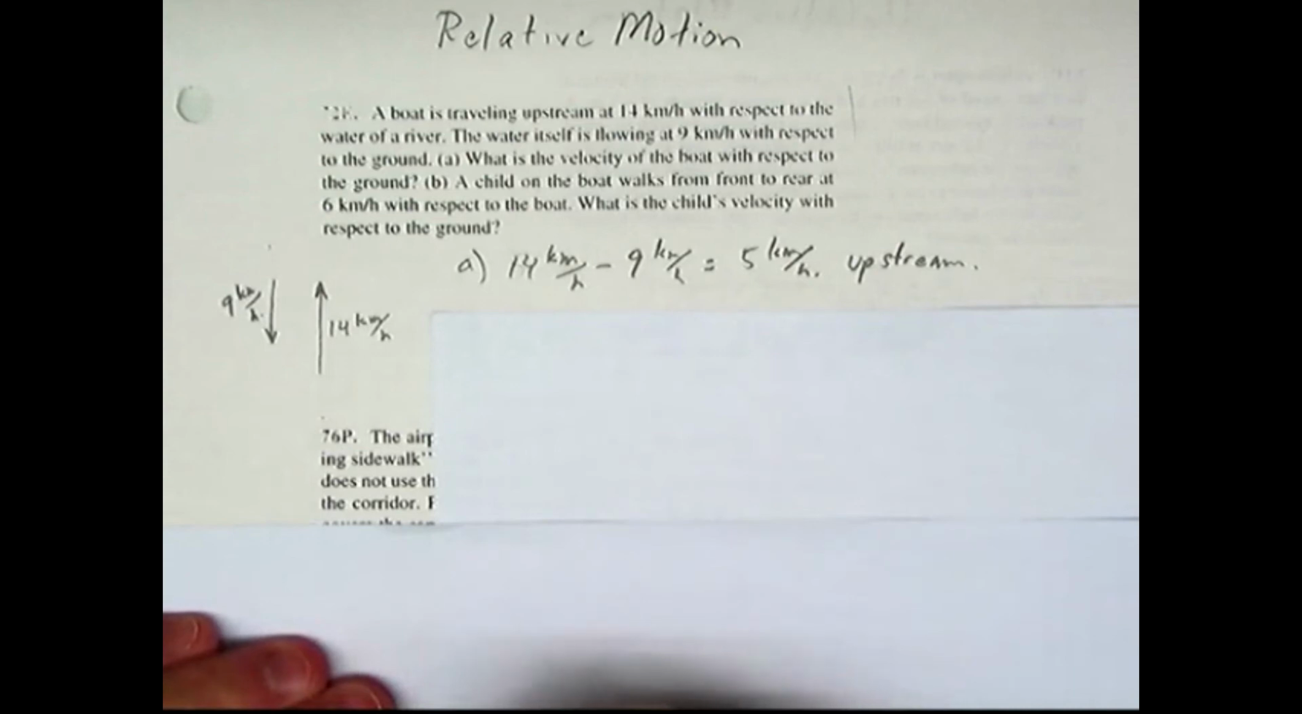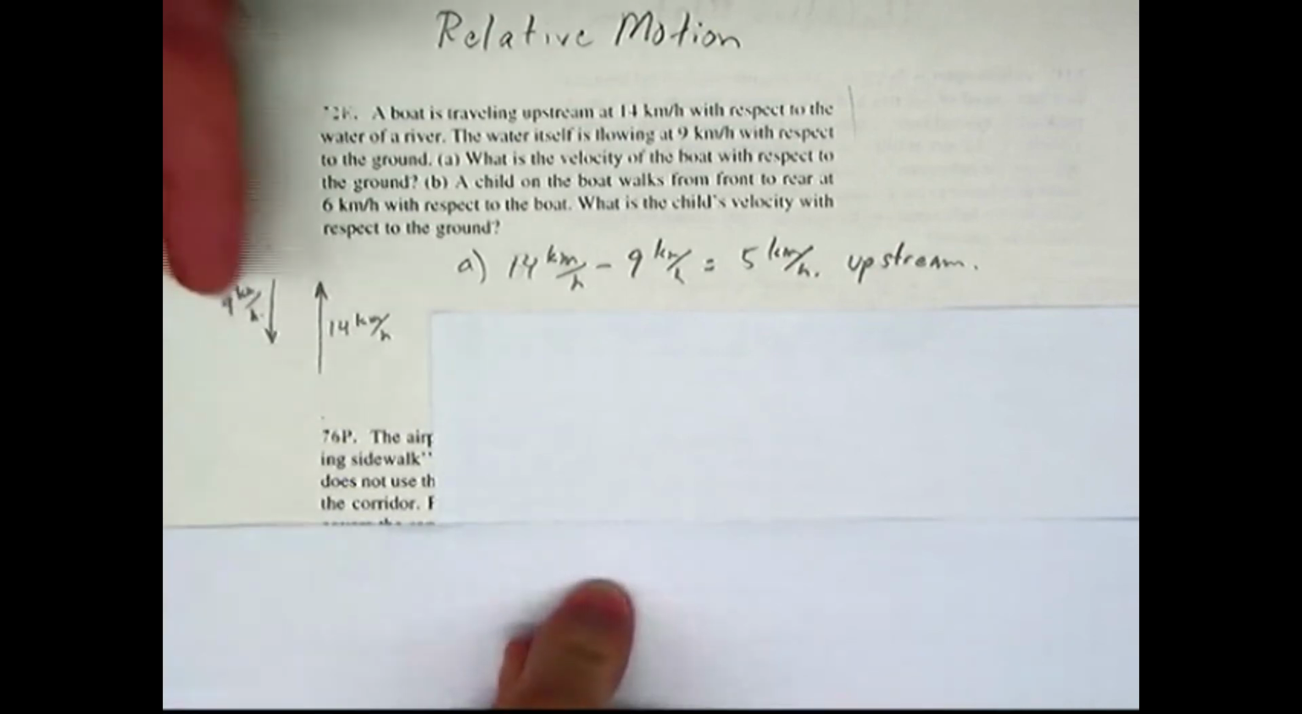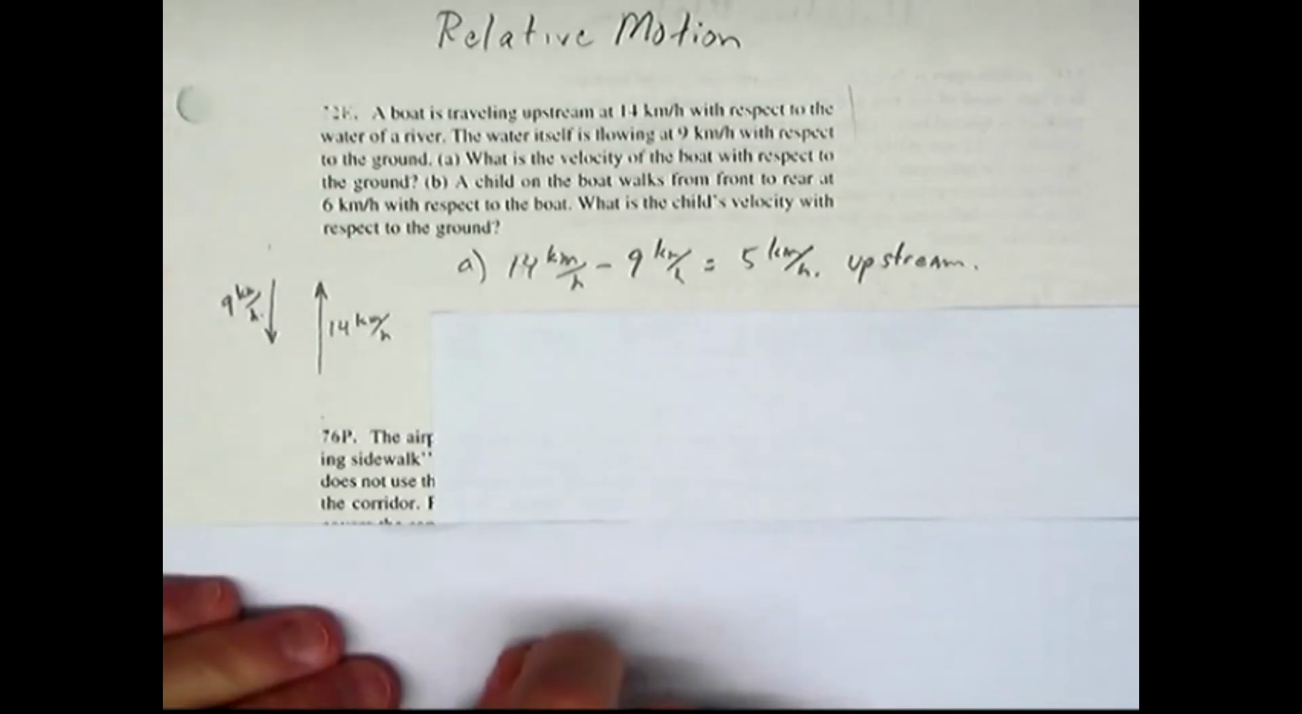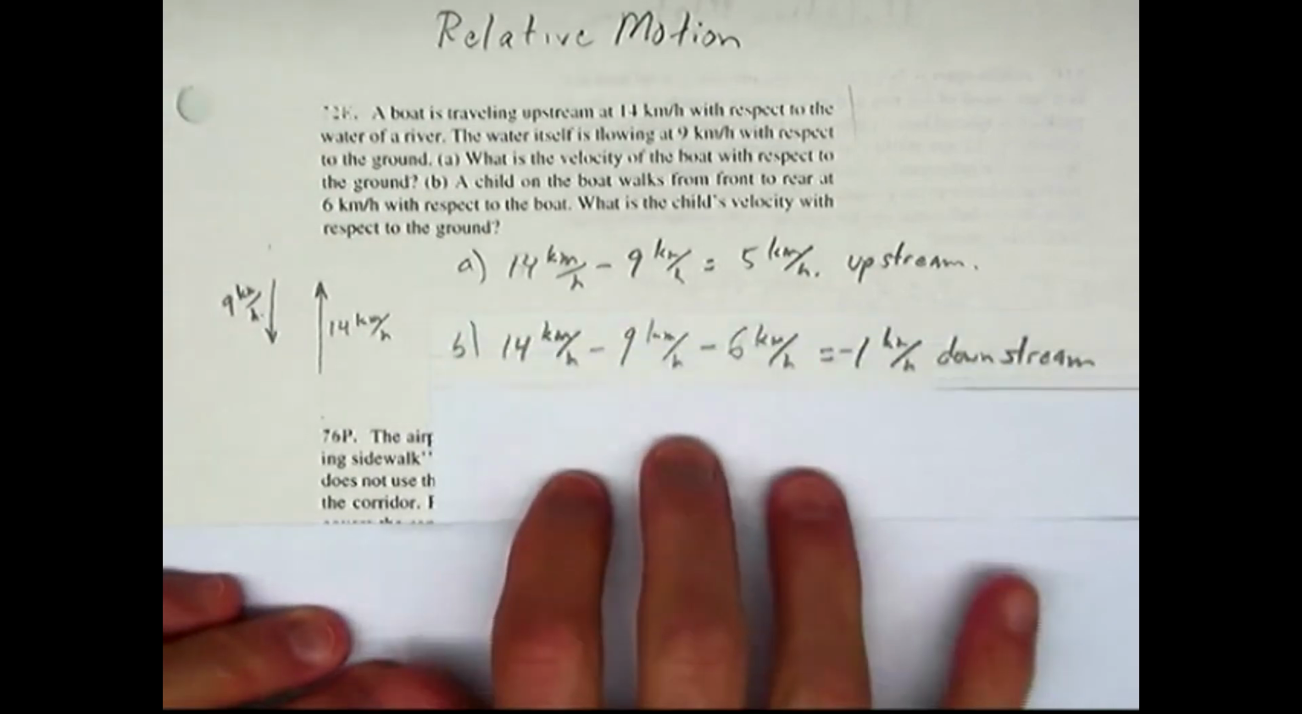The child is moving from front to rear. So that's in this direction, right? That makes sense? I didn't quite put it in the order in which you would normally do it. It'd be -6 plus 14 minus 9, starting from the original person that's moving. But yeah, the boat's moving forward 14, the river's moving backwards 9, and the child is walking backwards 6. So 14 minus 9 minus 6. So actually the child is moving with a relative motion to the ground of -1. Does that make sense to everybody?